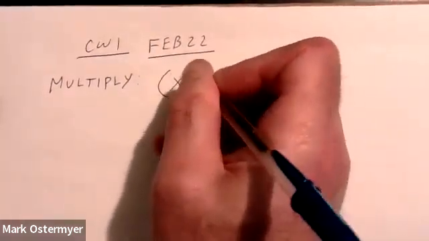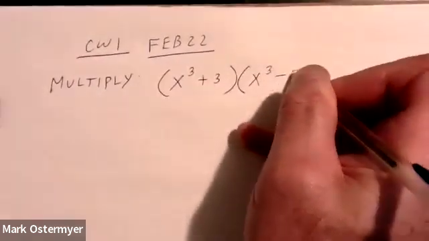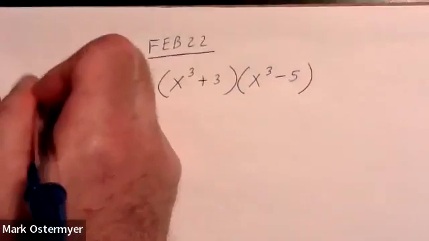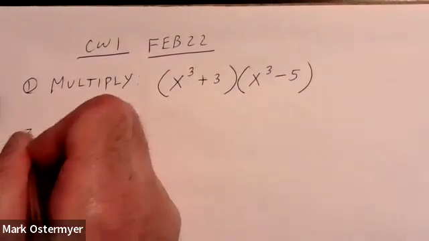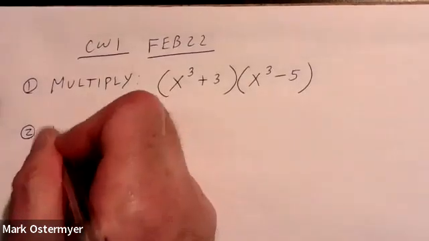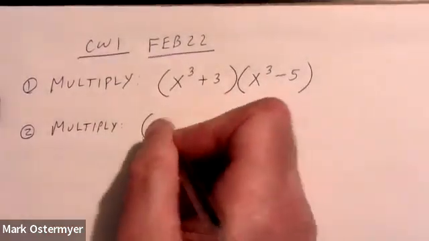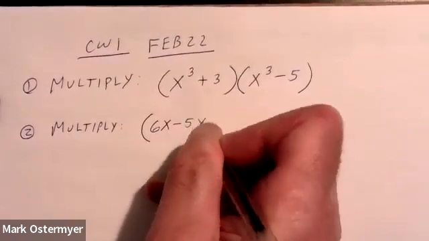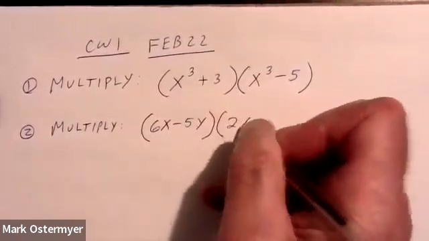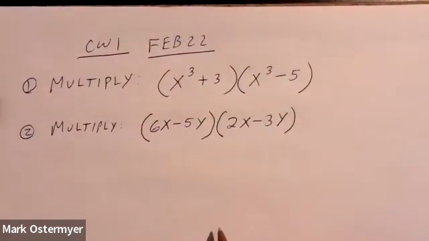Here we go. We got x cubed plus 3. I want you to multiply that by x cubed minus 5. Try that one. And then problem number 2 here, you can try this one. 6x minus 5y. I want you to multiply that by 2x minus 3y. Don't forget to combine like terms after you expand out these products here, or multiply them out. All right, go ahead and do that. I'll give you a little bit of time to do that, and we'll check our results.